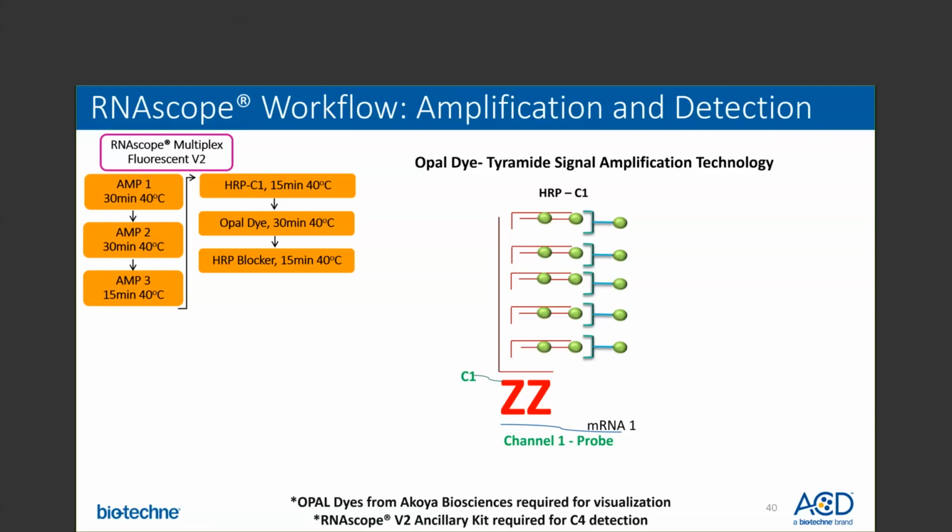The V2 assay allows for flexibility, as any Opal dye can be assigned to any channel. The Opal dye concentration can also be optimized, thereby allowing for the ability to control the intensity of the staining. We recommend starting with a 1 to 1500 dilution of Opal dye, with a recommended range of 1 to 750 to 1 to 3000. Once the Opal dye is added, the HRP reaction is blocked with the addition of HRP blocker.